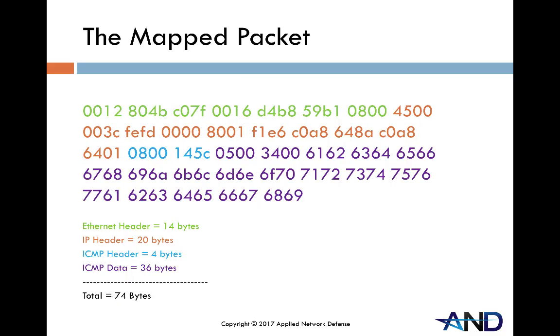And we could just mark this all as ICMP data and leave it at that. I've gone a step further and actually separated the ICMP header from the ICMP data in this course, just for illustrating the difference here. But overall, we have our mapped packet now. We have an Ethernet header that's 14 bytes, an IP header that's 20 bytes, an ICMP header that's 4 bytes, and remaining ICMP data that is 36 bytes, making a total sized packet of 74 bytes. And thus, we've mapped out this entire packet.